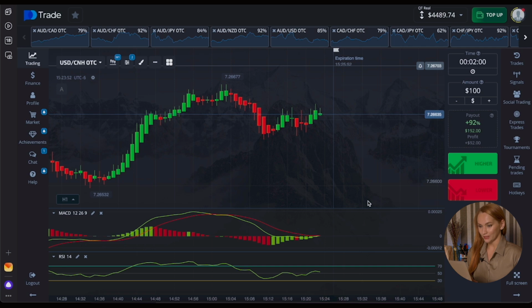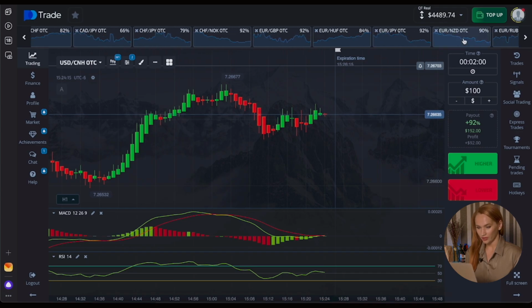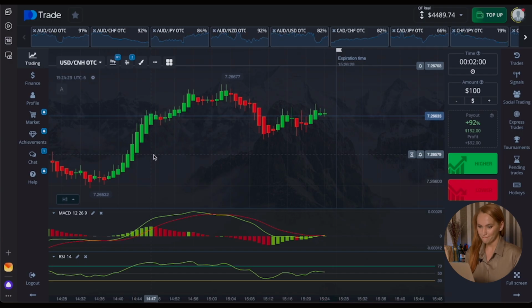So, okay, let's make some deals using the knowledge we now have of technical and fundamental analysis. Let's have a look at how that works. Right now we mostly have the OTC pairs available. That's okay, because we're only looking at the algorithm of analysis and how a trader makes decisions based on that.